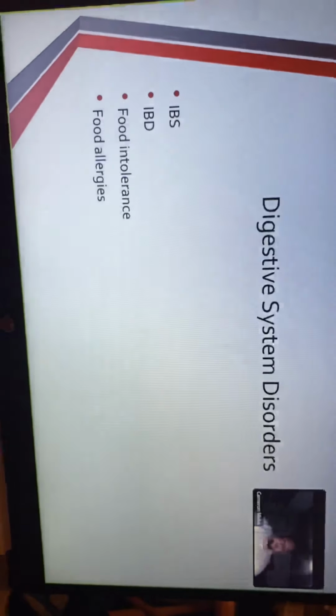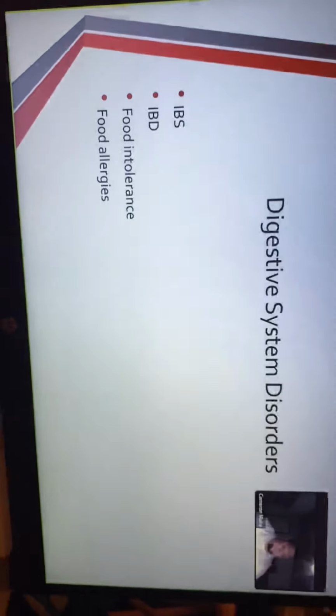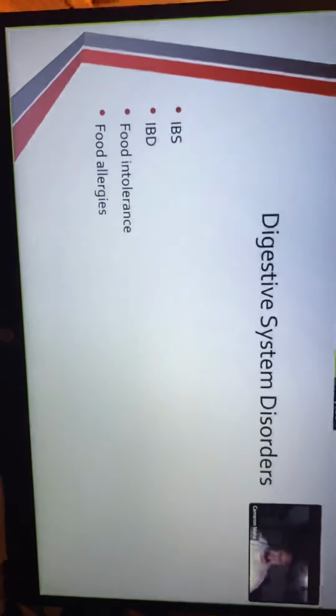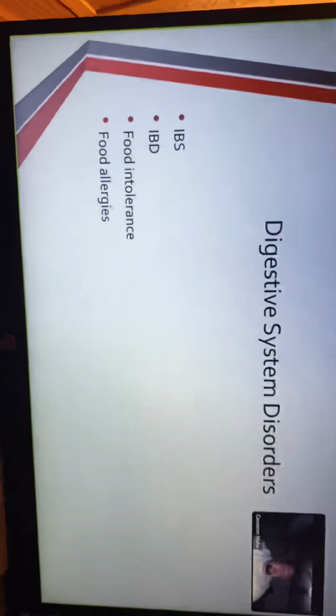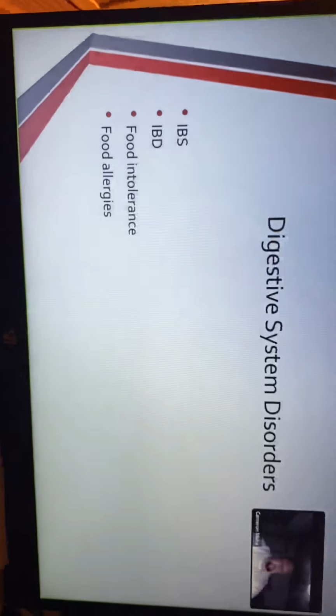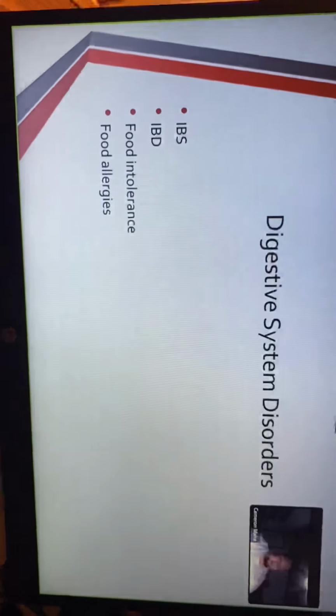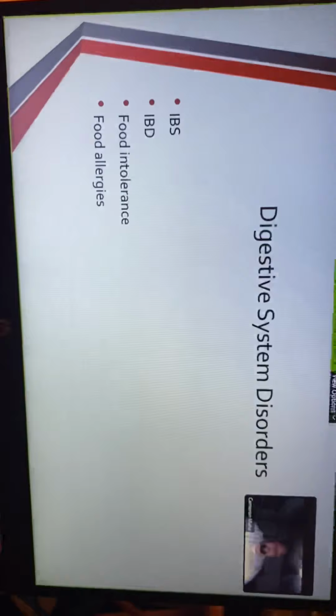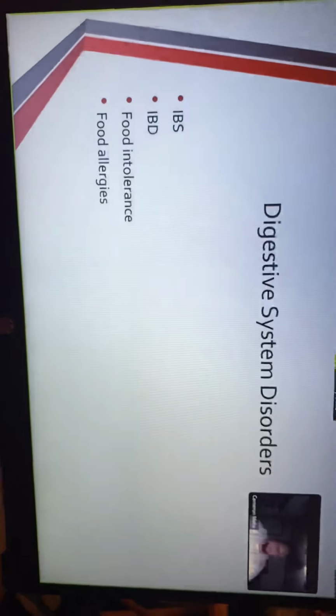Another disorder is food intolerance. So this is feelings of bloating, getting cramps, being a little gassy, heartburn, diarrhea, and then there are also some non-specific symptoms such as irritability and headaches. And the next one we'll talk about is food allergies.